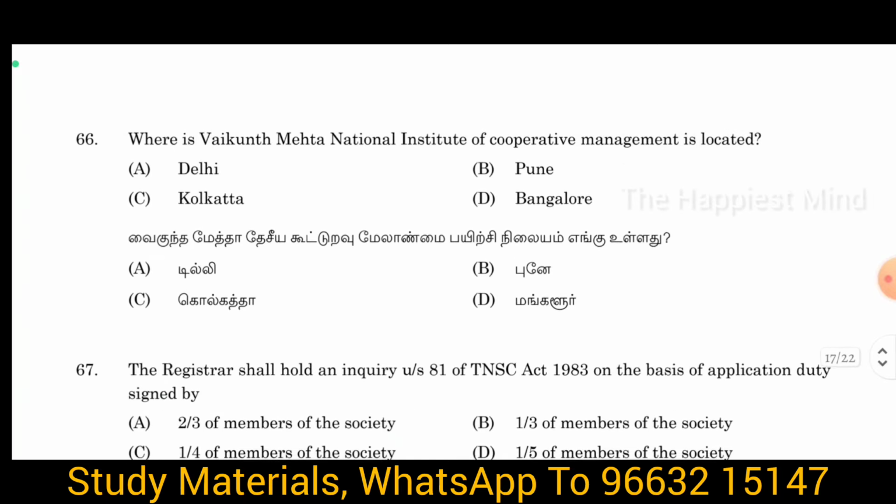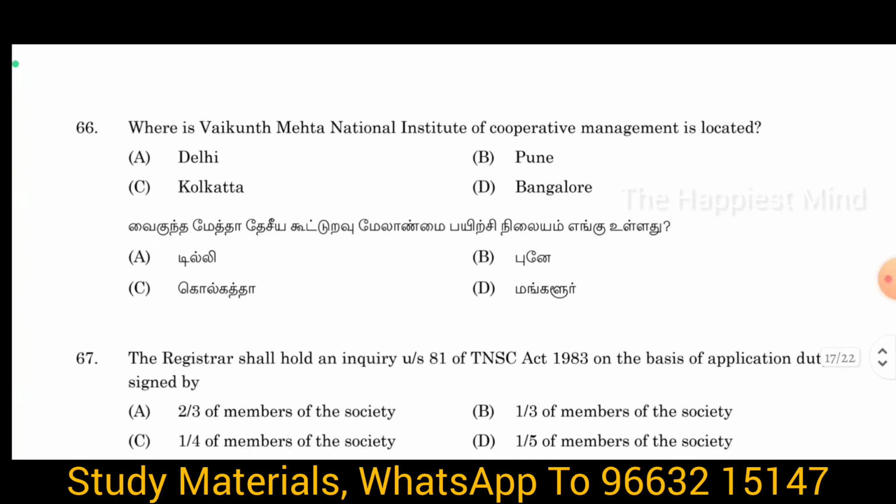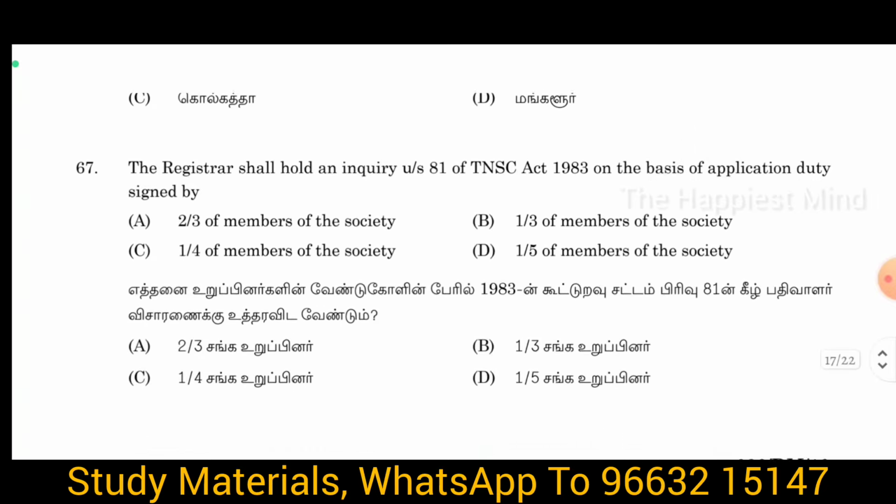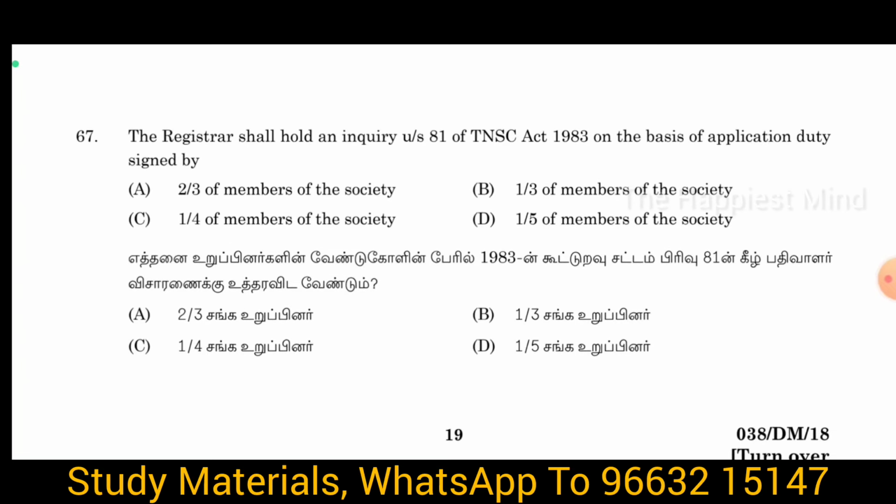அடுத்து க்வெஸ்சன் 66. வேர் இஸ் வைகுண்ட் மேட்டா நேஷனல் இன்ஸ்டியூட் ஆஃப் கோஆபரேட்டிவ் மேனேஜ்மெண்ட் இஸ் லொக்கேட்டட்? எங்கே லொக்கேட் ஆயிருக்கு அப்படின்னு கேட்டிருக்காங்க. ஆன்சர் பார்த்தீங்கன்னா ஆப்ஷன் பி, பூனே. அடுத்து க்வெஸ்சன் 67. த ரெஜிஸ்டர் ஷால் ஹோல்ட் அன் என்கொயரி யூஎஸ் 81 ஆஃப் டிஎன்எஸ்சி ஆக்ட் 1983 ஆன் தி பேசிஸ் ஆஃப் அப்ளிகேஷன் டியூட்டி சைன்ட் பை டேஷ். Answer is option B, 1/3 of members of the society.